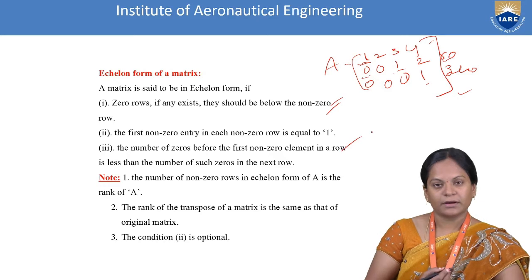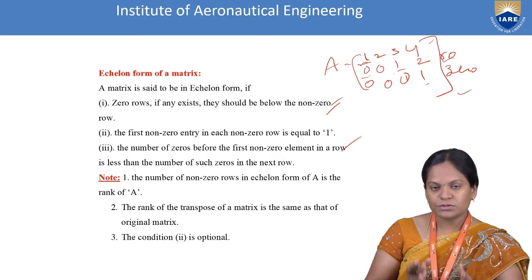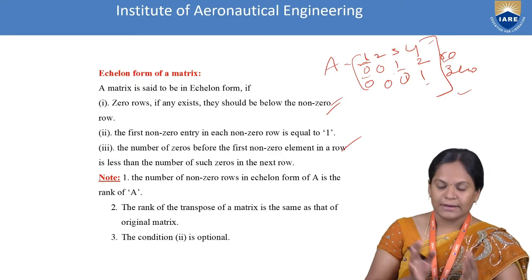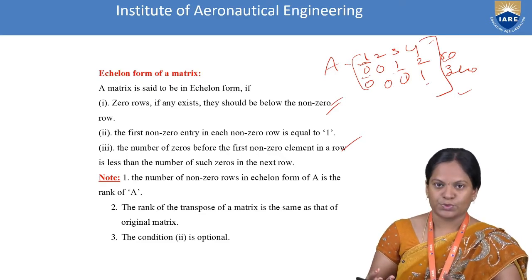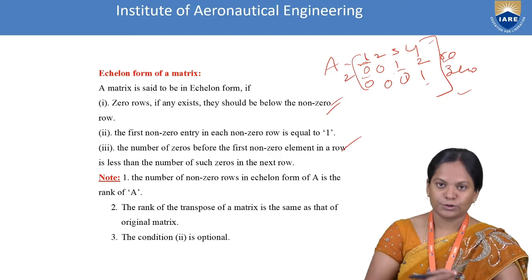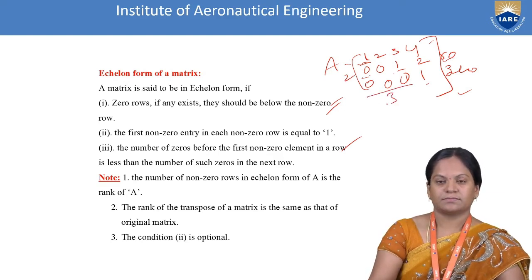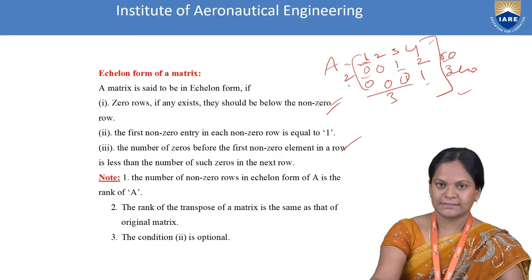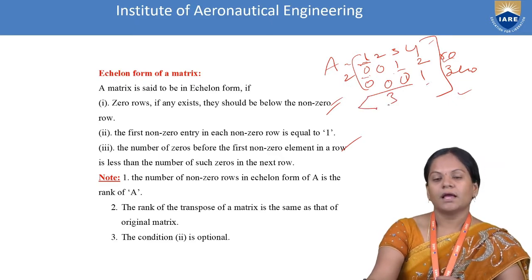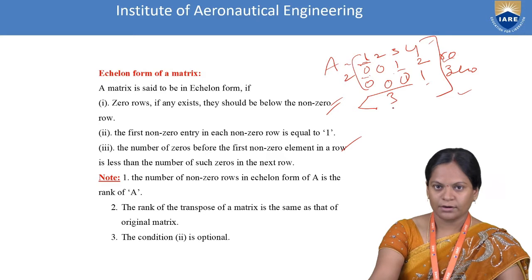Third step, third condition: the zeros, if any, must be fewer than the zeros in the next row. In the second row, I have two zeros. In the third row, I have three zeros. So the number of zeros in the second row is less than the number of zeros in the third row.